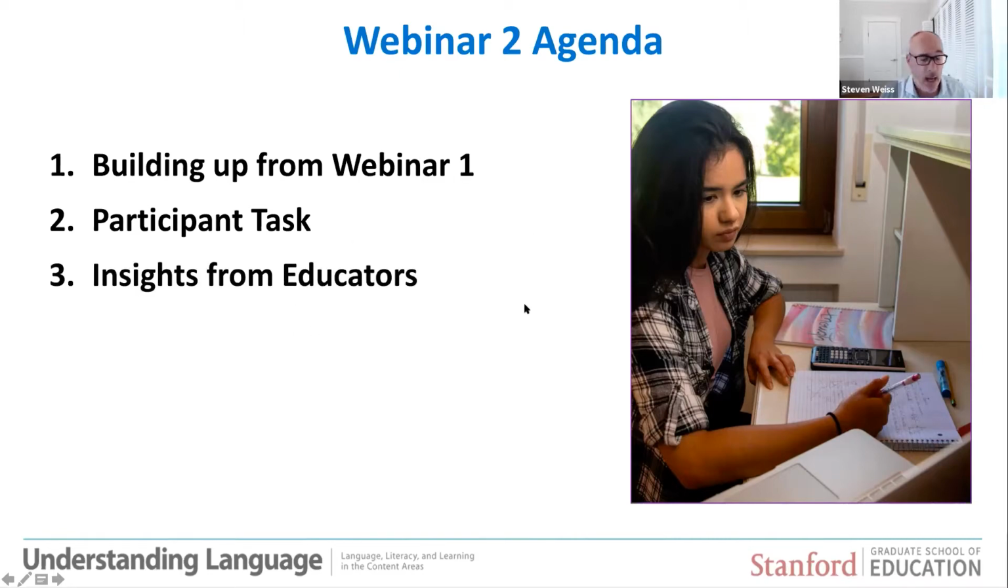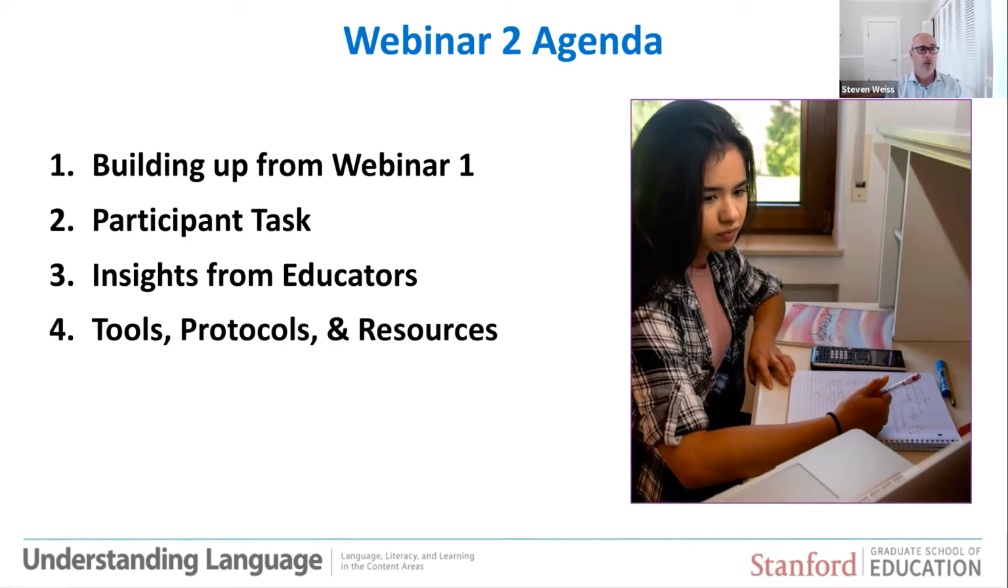Again, like we did last time, we're going to hear from our educators, both teachers and administrators, in terms of what they're thinking about formative assessment within this PDSA cycle. And we're going to share some tools, protocols, and resources that folks can avail themselves of when they're thinking about the kinds of tools they might use to analyze student formative evidence.